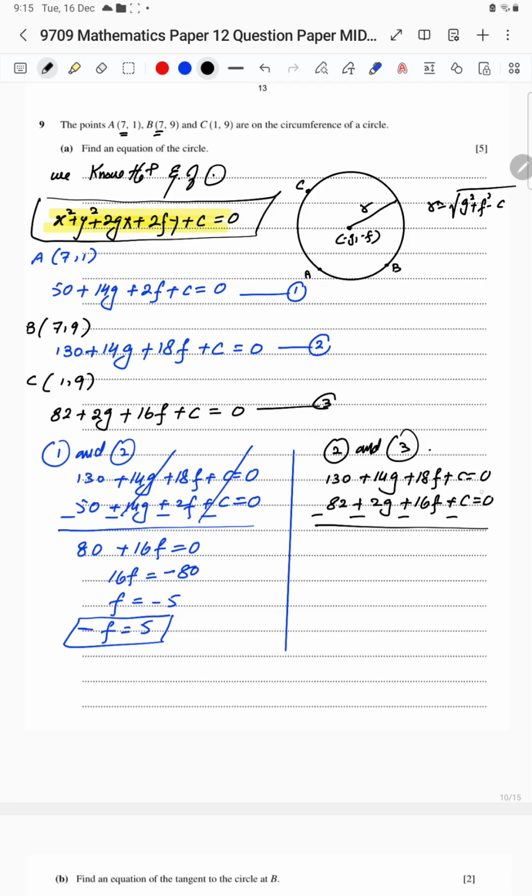If you solve this, this goes, we have 48 plus 12g plus 2f equal to 0. F we already know, the value of f is minus 5 here, so 48 plus 12g plus 2 into minus 5, I'll get minus 10, and this will be 12g.